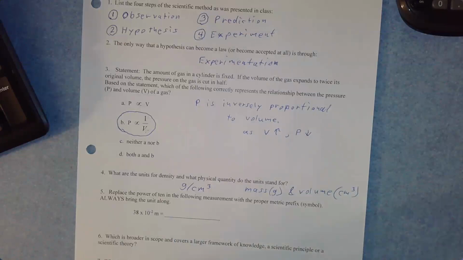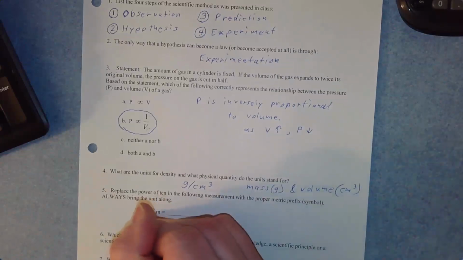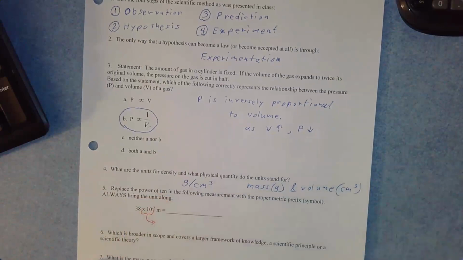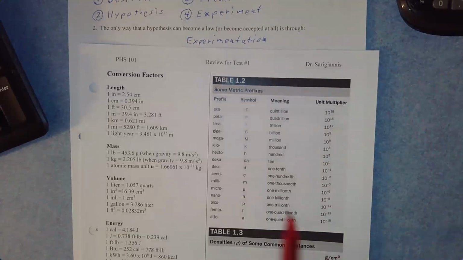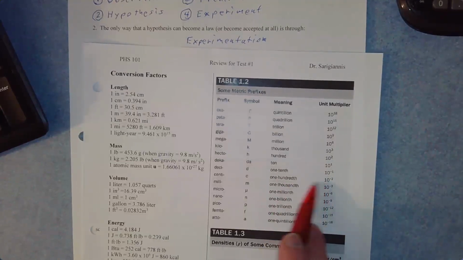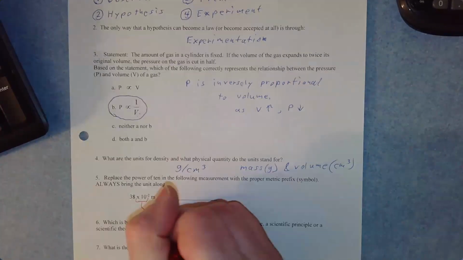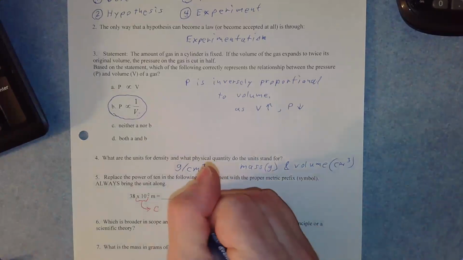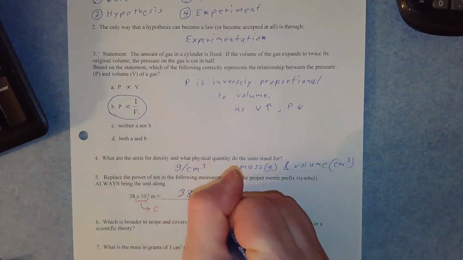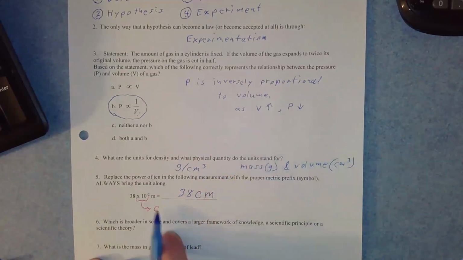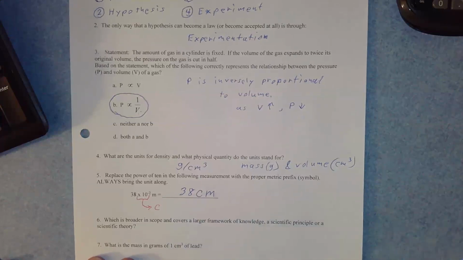All right, so the power of 10 is this times 10 to the negative 2. We're going to go to our metric prefix table and look up, oh, times 10 to the negative 2. That's over here. That's 1/100th. That's a C, which is centi. So we're going to replace that with a C. And we can write this as 38 centimeters. Right? So we're replacing the power of 10 with a prefix and making sure we also bring the actual unit of measurement along, meter, right? 38 centimeters.